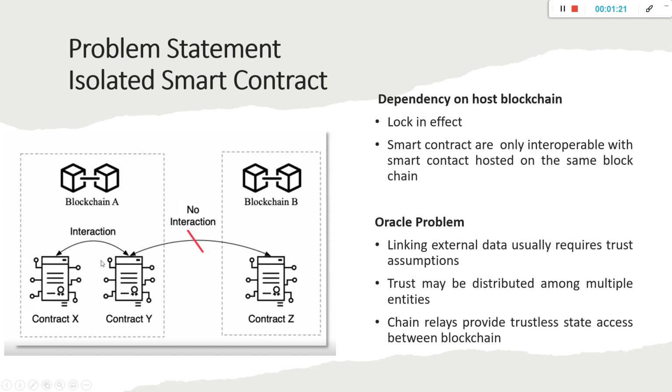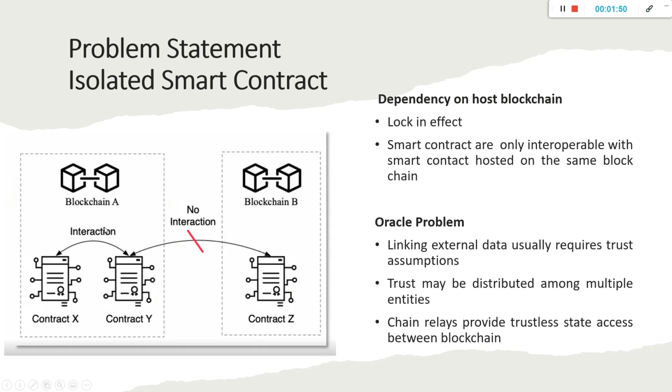They can interact with each other, but when two smart contracts are deployed in two different blockchains, like smart contract Y and smart contract G, they cannot interact with each other, because retrieving data between two smart contracts which are deployed in two different blockchains is very difficult. This is a big problem, and this is considered the lock-in effect.